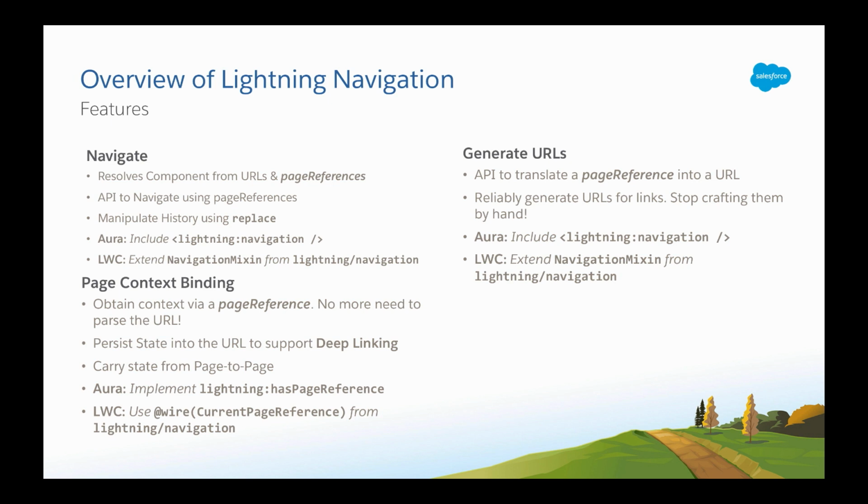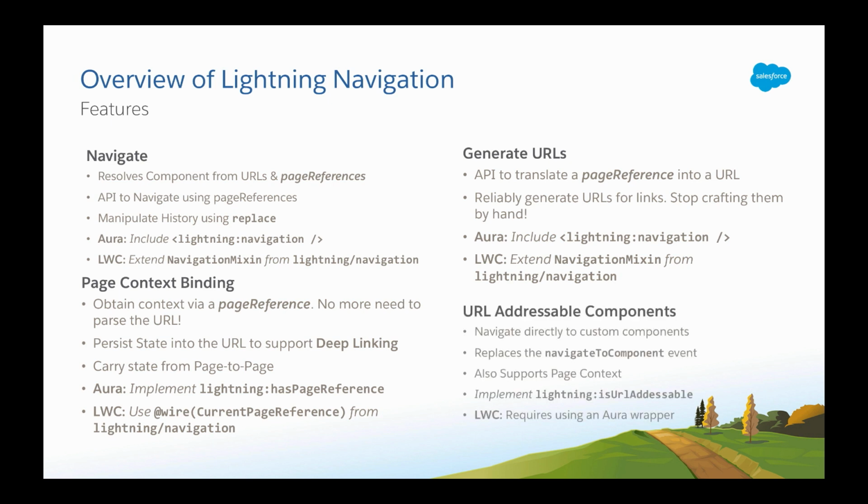So this is kind of where some of the more power comes in. We also provide you the ability to have page context. The current page context is injected into your component. This allows you to persist the state to the URL for deep linking, for you to manipulate the way the component looks, and so forth. In Aura, to use this, you would use the Lightning has page reference interface, and in LWC, you'd use an @wire with the current page reference as obtained from Lightning navigation.